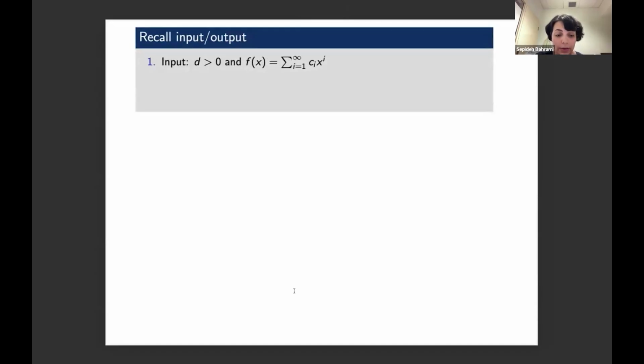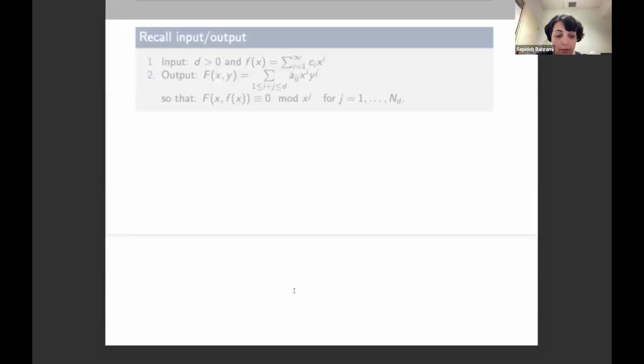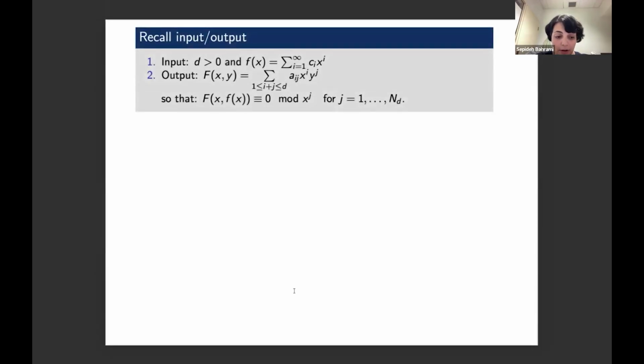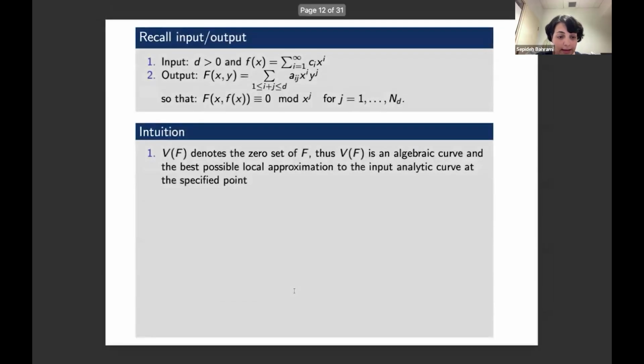Just to recap, our input is the power series f(x) and the positive integer d, and the output is a polynomial f(x,y) that satisfies the condition that we saw. So this means that we want to construct a polynomial that closely approximates the original curve f(x), maintaining the correct behavior up to a specific order. But now let's see the intuition behind this process.